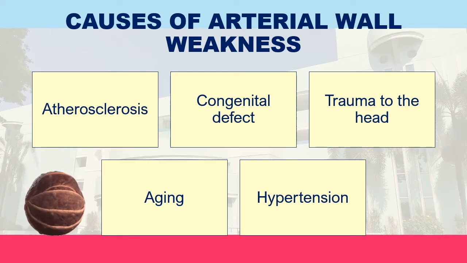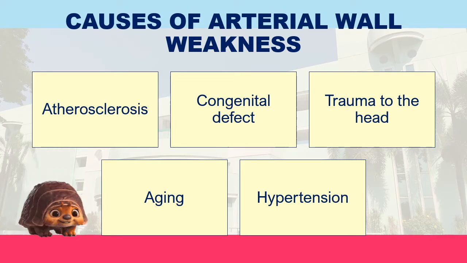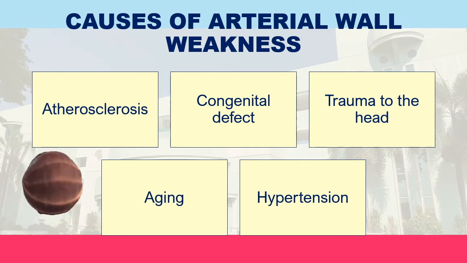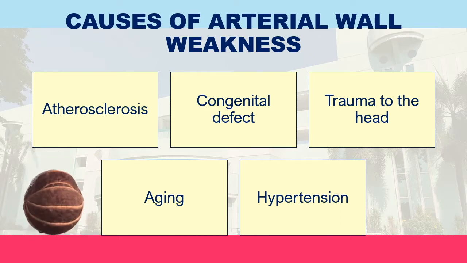Now, what are the different causes of your arterial wall weakness? One could be your atherosclerosis. So when I say atherosclerosis, deposit of fats and plaques on your arterial walls. Next, congenital defect. Okay, class, the common site for congenital defect for your AVM is your circle of Willis. Notice, class, the structure of the circle of Willis. The different pressures coming from the different arteries would cause an outpouching from the arteries.